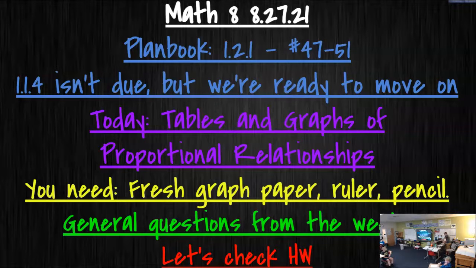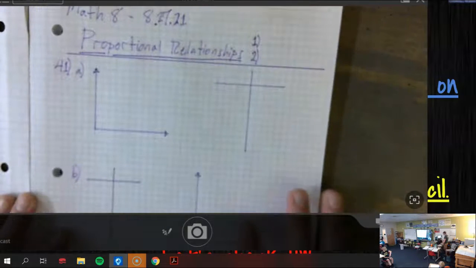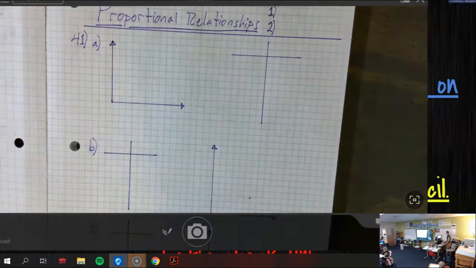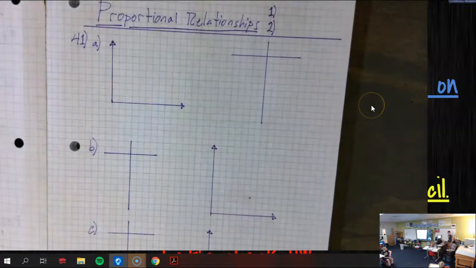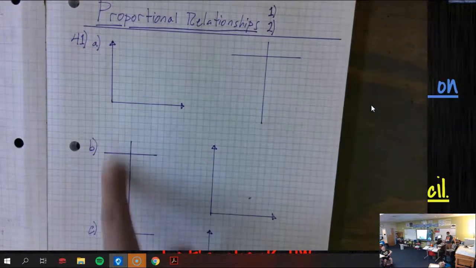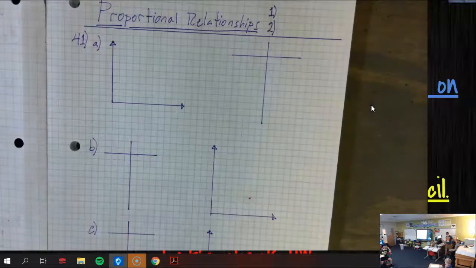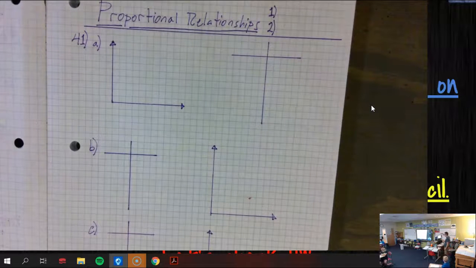I need you to make your graph paper look like this. Now, I don't care if you put the table on the left or the graph on the left. We only need first quadrant graphs. So the positive x, positive y. It might make more sense to do the table on the left. Leave yourself enough space in the table to do like 4 or 5 values.